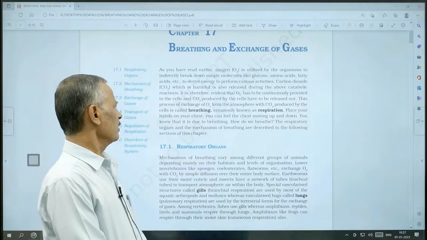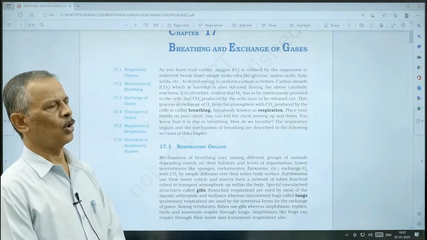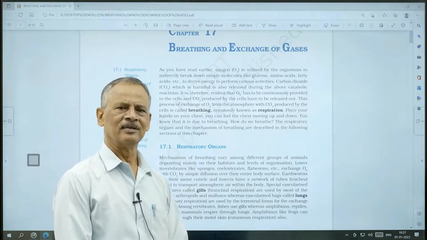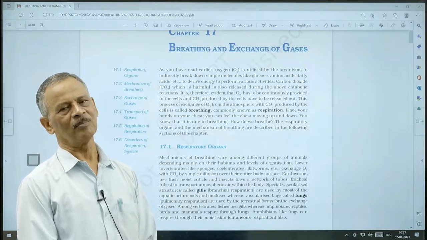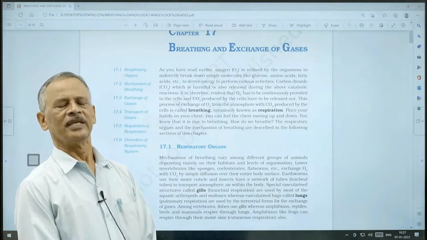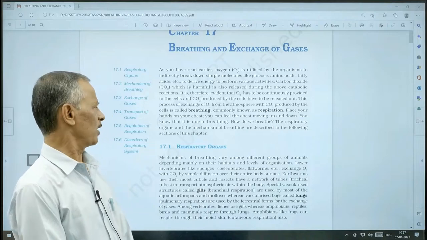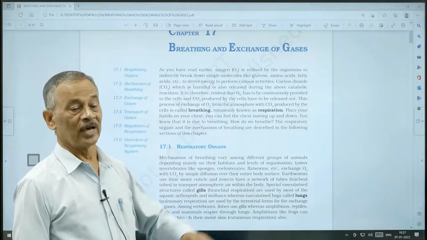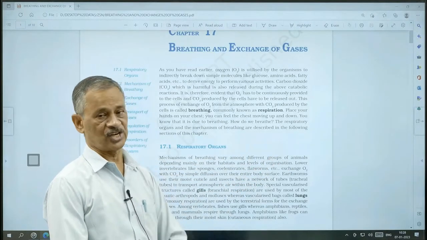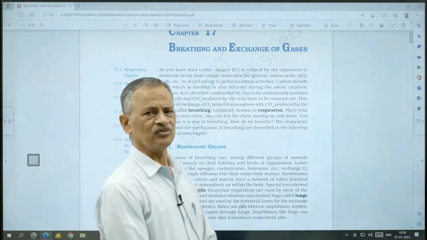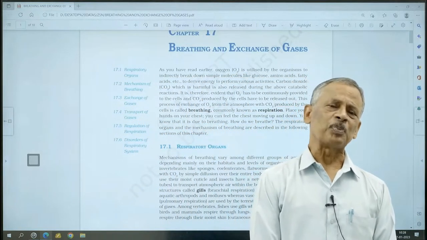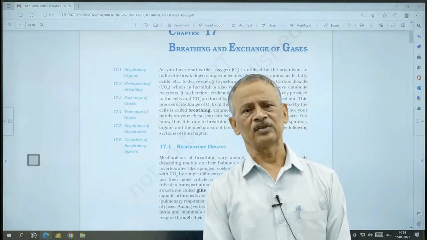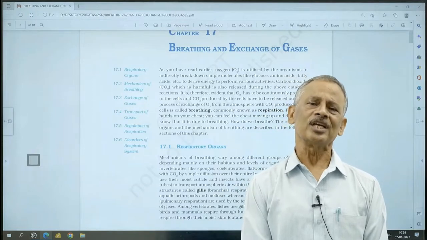The mechanism of breathing varies in different types of organisms, mainly depending upon their habitat. If they are aquatic, it is from the water surrounding them. If it is terrestrial, it is from the atmosphere. Then two, their grade of organization. In simple organisms, there is no special structure exclusively for exchange of gases. It generally occurs through the general body surface.